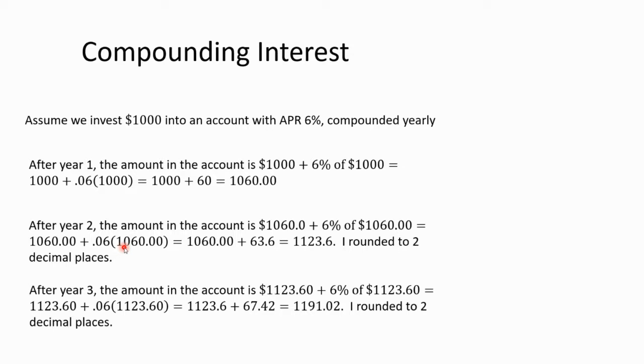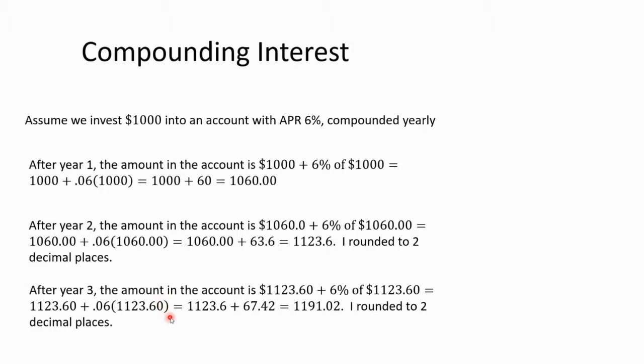0.06 times 1,060, which equals this amount. I did round it a bit, but actually one decimal place, not two. So when you add them up, you get 1,123.6. So in other words, $1,123.60. That's what happens. But again, notice, actually, let me do year three first.